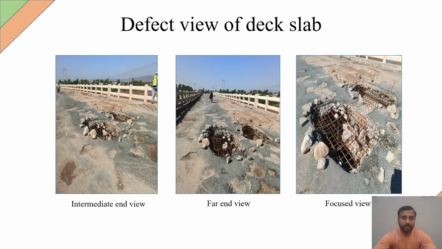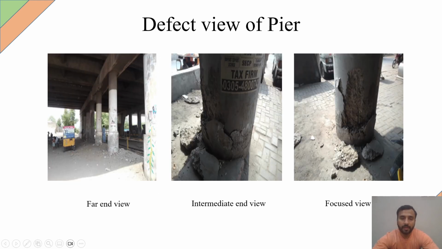This one is the intermediate view showing the situation around the bridge. This is a far view, showing the overall position of the defect in the complete bridge scenario. This is a more focused one. Here are more examples. The far end is showing the whole piers under a transom. This is the intermediate, and this is the more focused one.